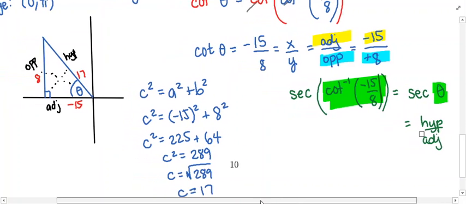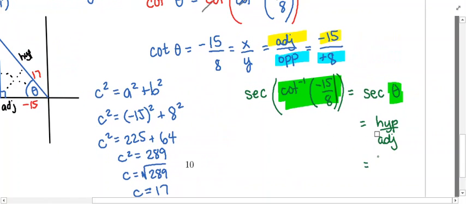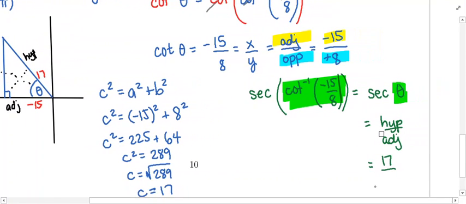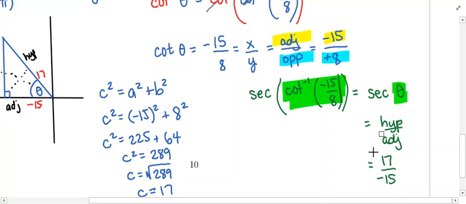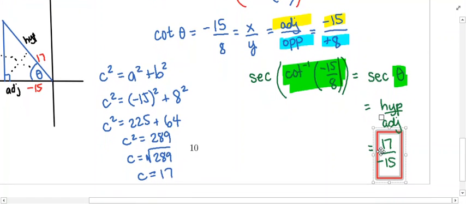So if we do that, the hypotenuse is 17. So we'll put that in. This is going to be 17 over the adjacent side. The adjacent side is negative 15. Okay, this is the answer. 17 over negative 15, or negative 17/15. Okay, that's it. Done.